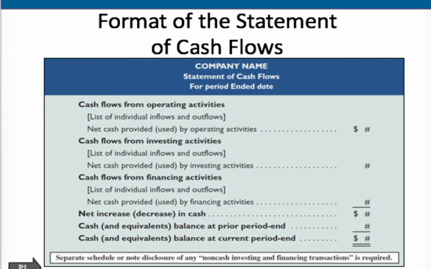The statement of cash flows must report information about a company's cash receipts and cash payments during the period. This slide shows the usual format. A company must report cash flows from three activities: operating, investing, and financing, as we've discussed. The statement then shows the net increase or decrease from those activities.